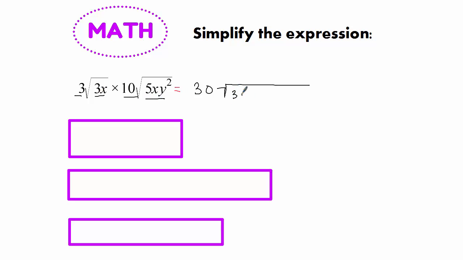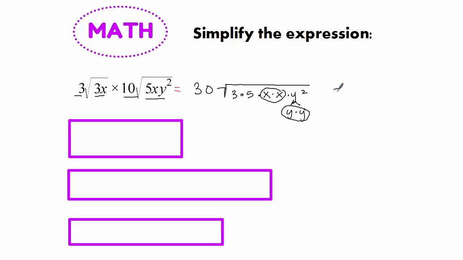I'm going to do 3 times 5. Then I'm going to take my x's and put those next to each other, so times x, and then times y squared. From here, I'm going to simplify what I can inside the radical, break it down. These are already broken down, so the only thing I need to break down is my y squared into y times y. Since this is a square root, you pull out pairs. So I'm going to pull out a pair of x's, and a pair of y's.